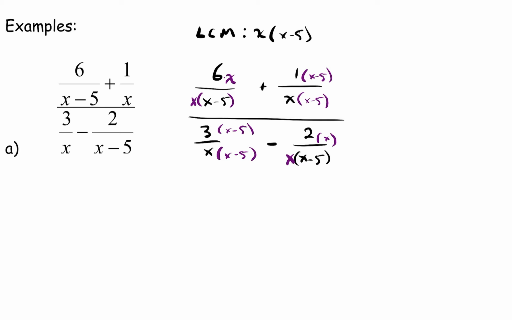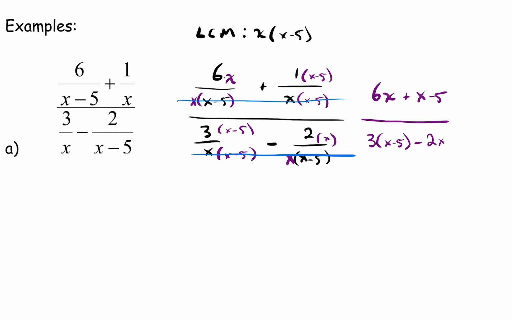And what I just said a few moments ago is that that means that all of these denominators now cancel out, and we're going to end up with the numerators becoming the new numerator. So 6x plus x minus 5 divided by 3 times x minus 5 minus 2x. Then we just simplify, combine like terms, and that'll be our answer.